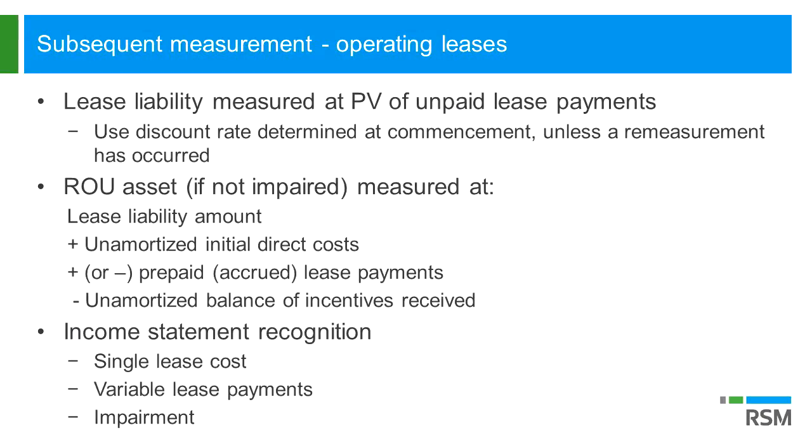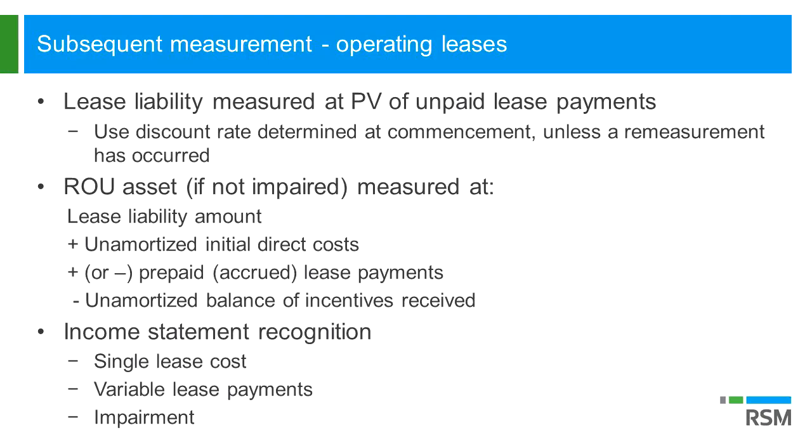Subsequent measurement for operating leases. For operating leases, the lease liability is measured at the present value of any unpaid lease payments, calculated using the discount rate determined at lease commencement unless the discount rate has been updated as part of a remeasurement event. Note that the description of the subsequent accounting for the lease liability differs from the description under finance leases, but the balance will be the same. The difference is the expense recognition.